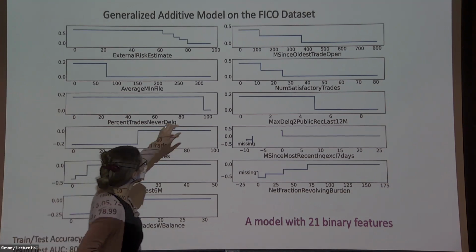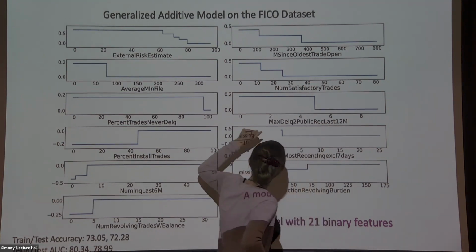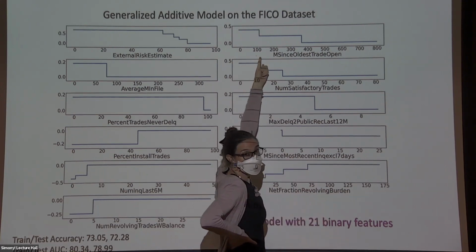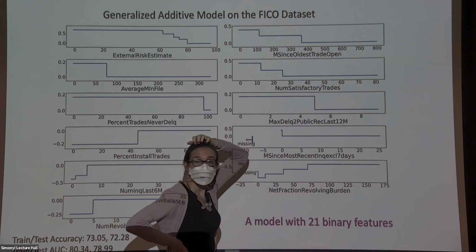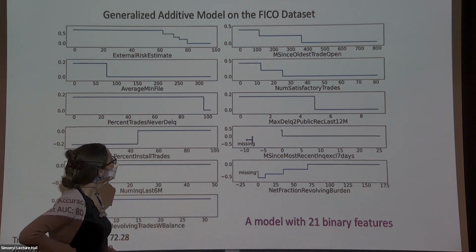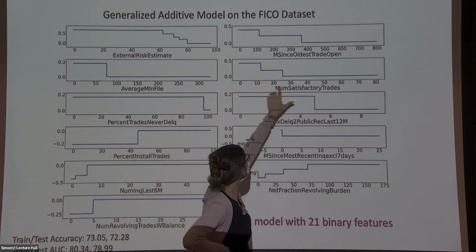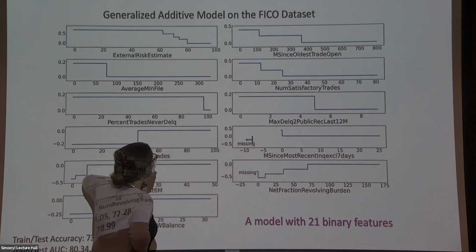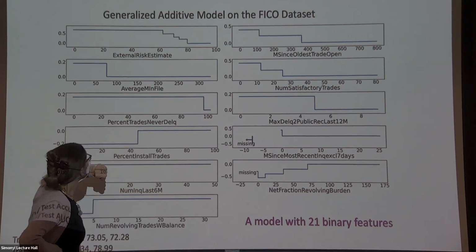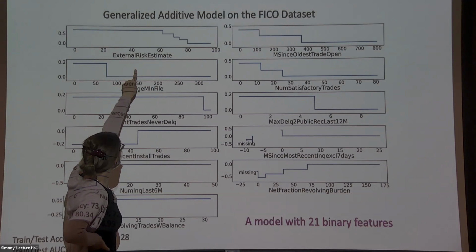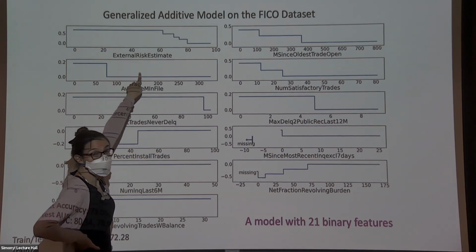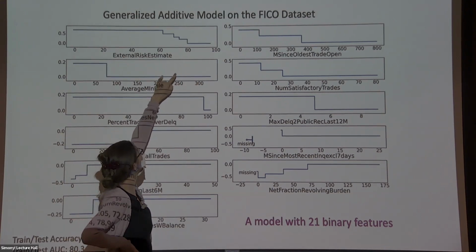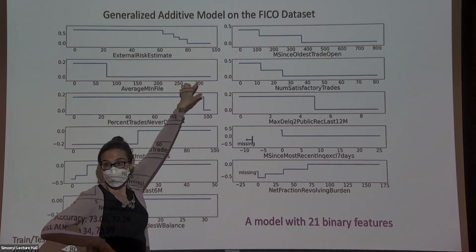So for instance, you can look at months since oldest trade open. If the person opened their oldest trade, like all their accounts are within 100 months, if they're recent, they get a lot more risk points because they're a recent trader, they're risky. And if their number of satisfactory trades is really low, like they've had very few satisfactory trades, they get higher risk points. The external risk estimate seems to be a very useful feature, and it's very sensitive between values 60 to 80 and not sensitive outside that range. And so this additive model can capture exactly that type of behavior because those steps can be anywhere.